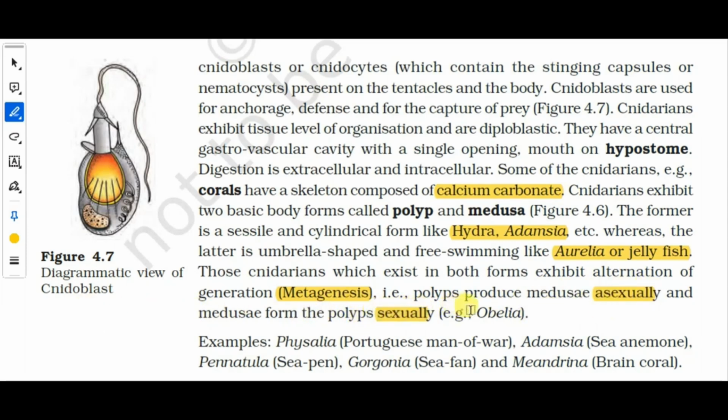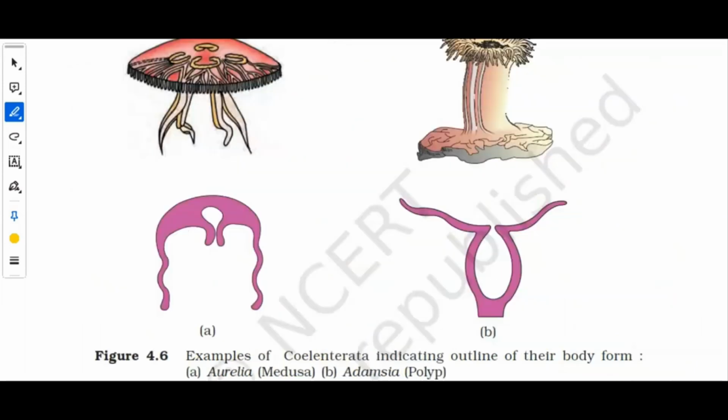Example, Obelia. And examples are Physalia, Portuguese man of war; Adamsia, sea anemone; Pennatula, sea pen; Gorgonia, sea fan; Meandrina, brain coral. Diagrammatic representation of Coelenterata indicating outline of their body form: Aurelia medusa and Adamsia polyp.